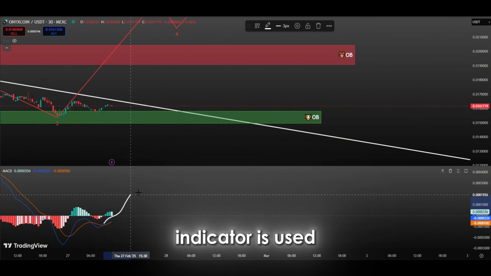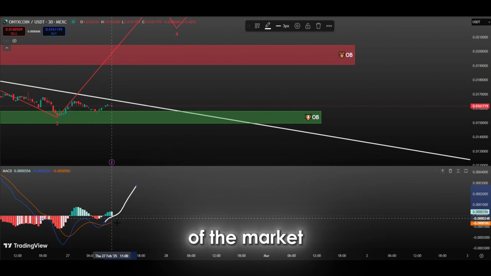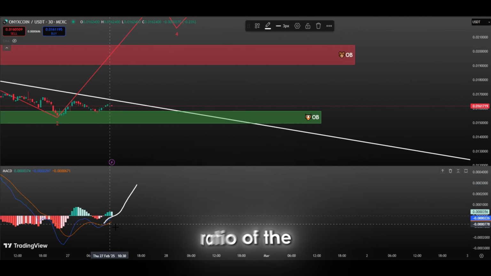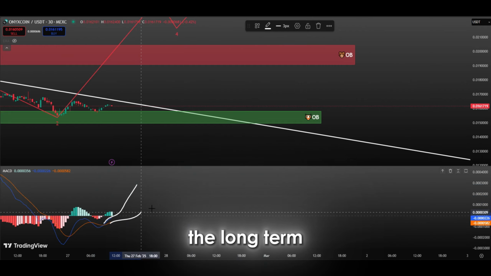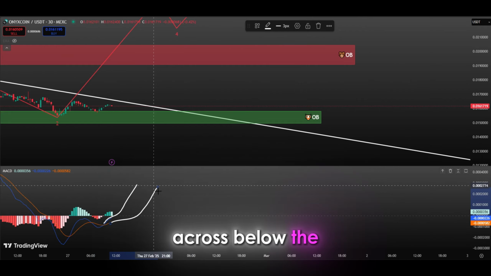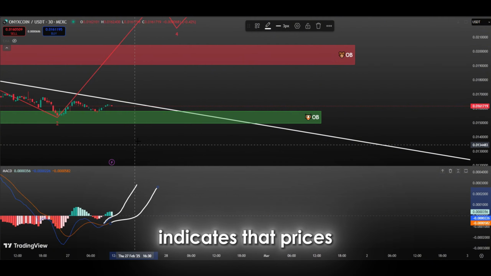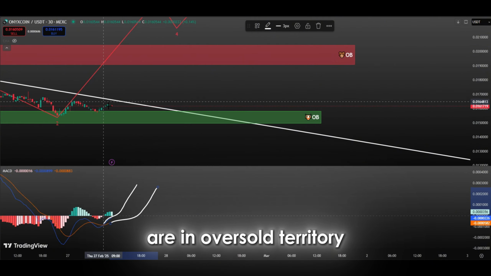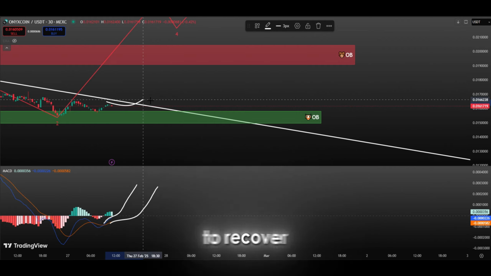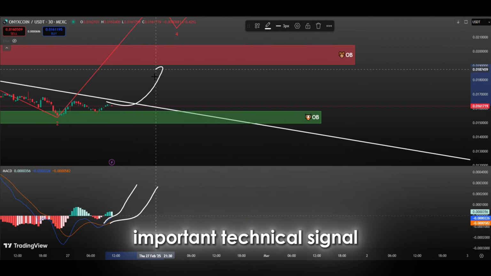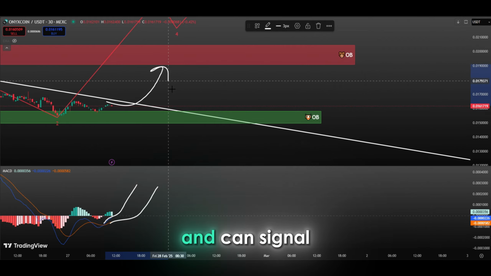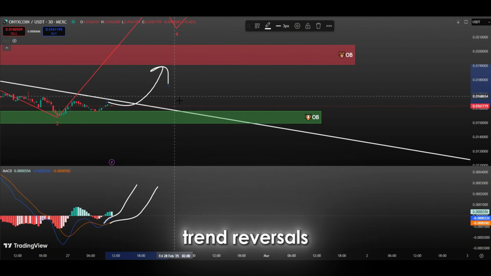The MACD indicator is used to analyze the current trend of the market by measuring the ratio of the short-term moving average to the long-term moving average. A cross below the 0 line usually indicates that prices are in oversold territory, and the market is slowly starting to recover. This is an important technical signal for traders and can signal the beginning of trend reversals.